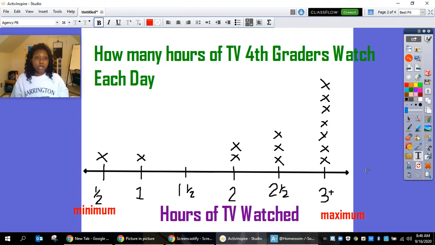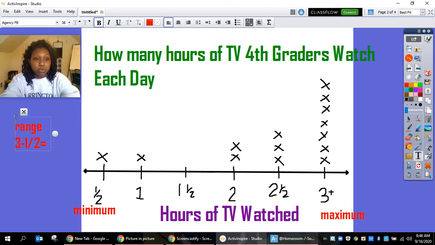Okay. If we want to figure out our range, we're trying to figure out how much space is there in between our maximum value and our minimum value. So I'm looking between 3 and 1/2, how much space is there? And that will help me figure out my range. So my range is the distance between 3 and 1/2, right? And that equals 2.5, right? Because I've got 1 whole, 2 wholes, and then I've got that half. So our range is 2.5.